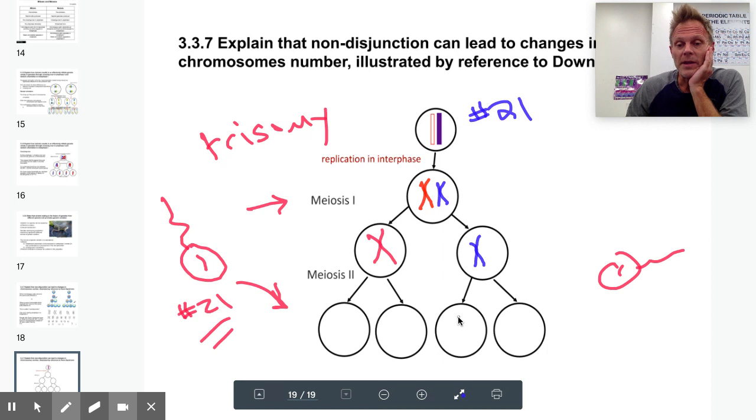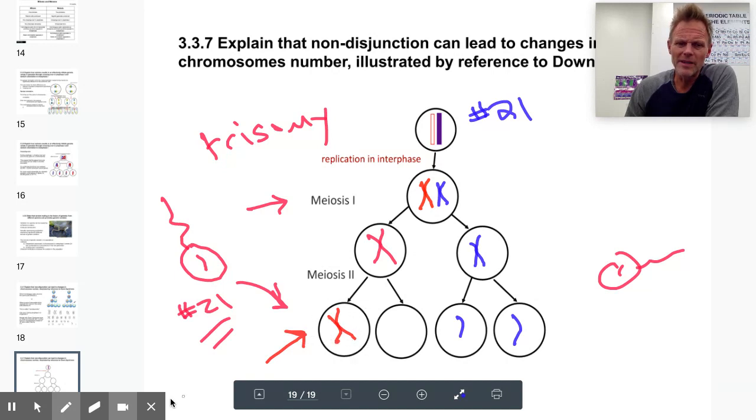So let's pretend that on the right-hand side, everything went okay. However, on the left-hand side, both of those chromatids moved into 1, and then we have an empty egg over here. So here we have it again, right? So a sperm comes over with its 1 copy of 21. If it fertilizes this one, we will have someone with Down syndrome, 3 chromosome number 21s.